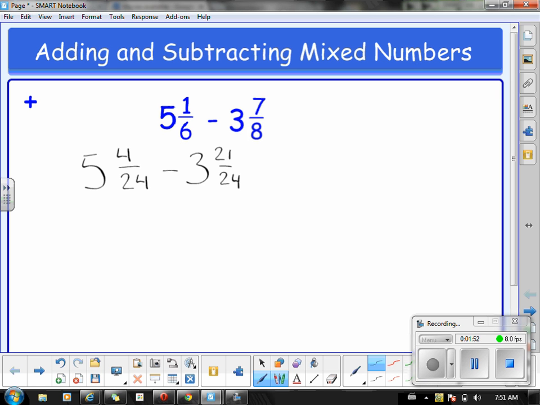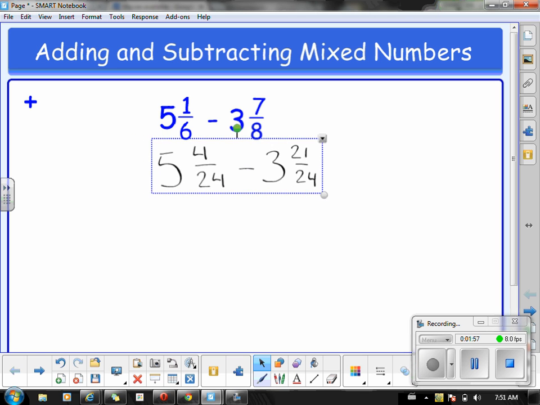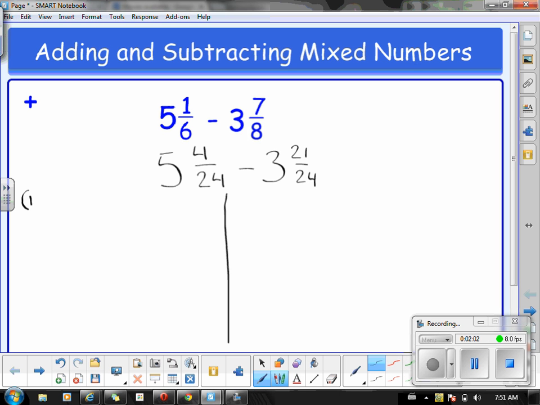So instead, there's two different things we can do. Just going to move this over really quick. So we're going to have two different routes to take. The first thing you can do is turn them both into improper fractions. Now, this way, you're probably going to be working with bigger numbers, but it's kind of the easier way to understand. So for my first fraction, we say 5 times 24 plus 4 equals 124 over 24.